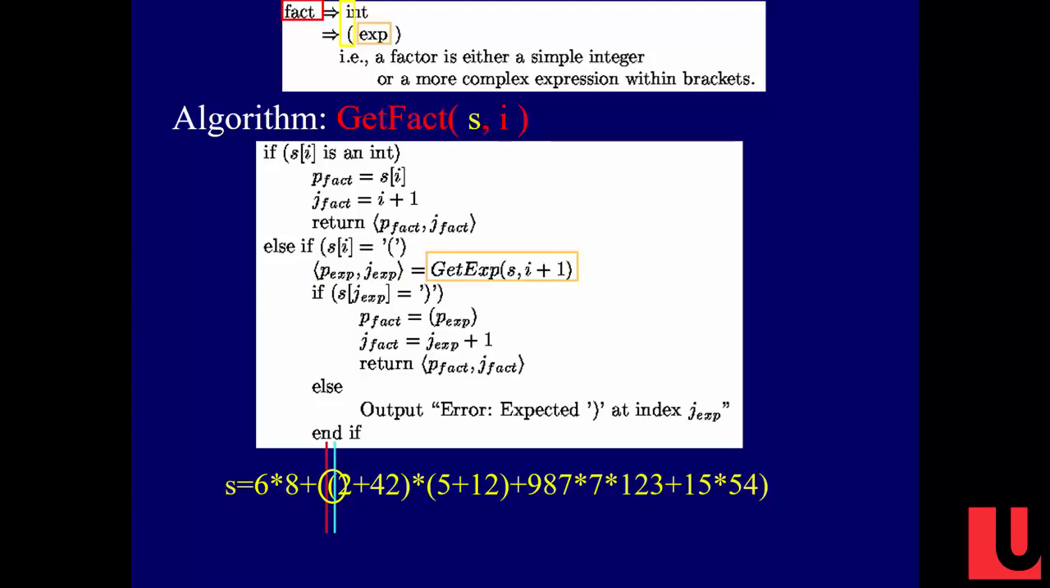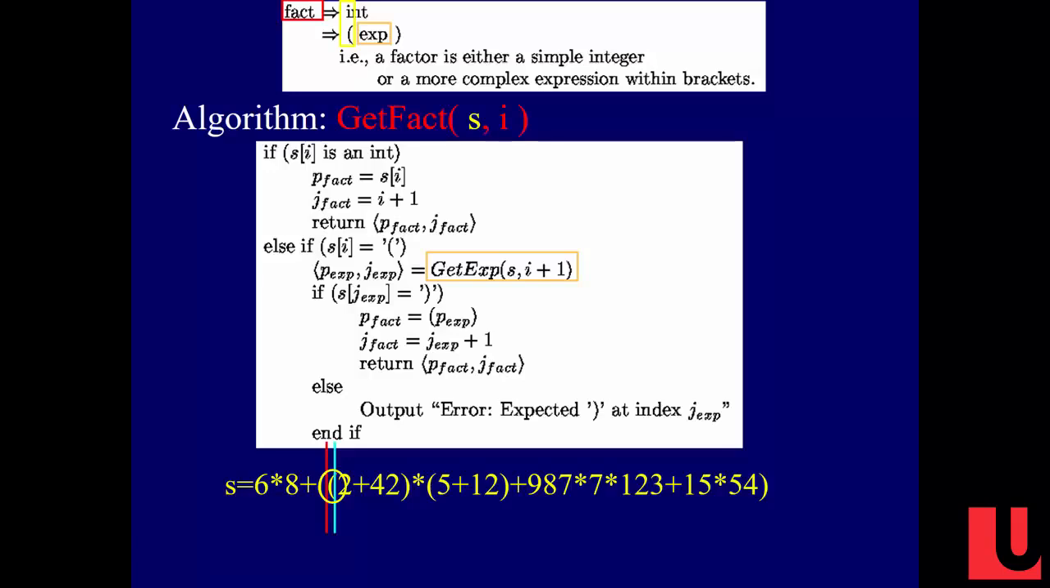And where do we call it? Well, the expression starts past the bracket, right? The I, as we know, is indexing the bracket. So we call it with I plus 1, which is 1 past the bracket. Does that make sense?